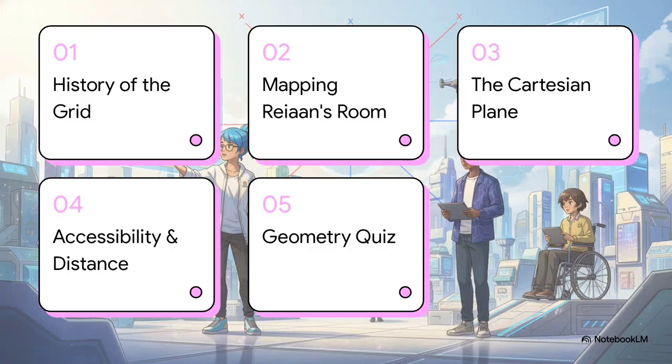So here's our game plan for This Explainer. We'll kick things off with the history of the grid, move on to mapping Regien's room, break down the Cartesian plane, talk about accessibility and distance, and finally, wrap up with a quick coordinate geometry quiz.